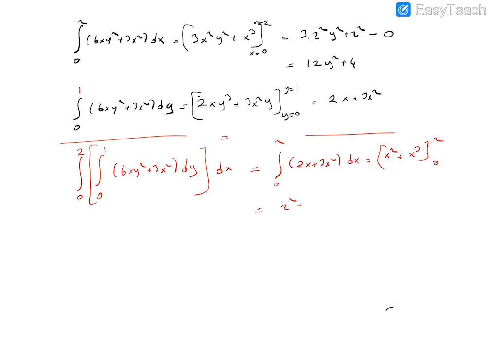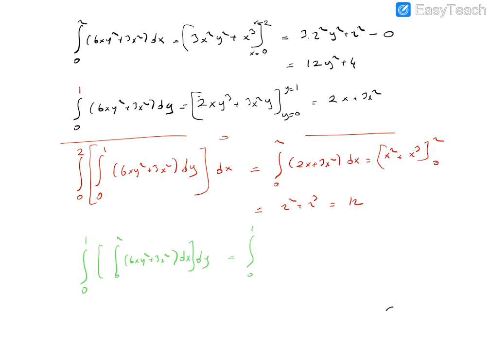So the answer is 2 squared plus 2 cubed, so 8 plus 4, 12. Okay. And also it is possible to calculate this integral in the inverse order, from 0 to 1 dy and from 0 to 2 of 6xy squared plus 3x squared dx. Okay, if you calculate in this way, you will see a very surprising result.